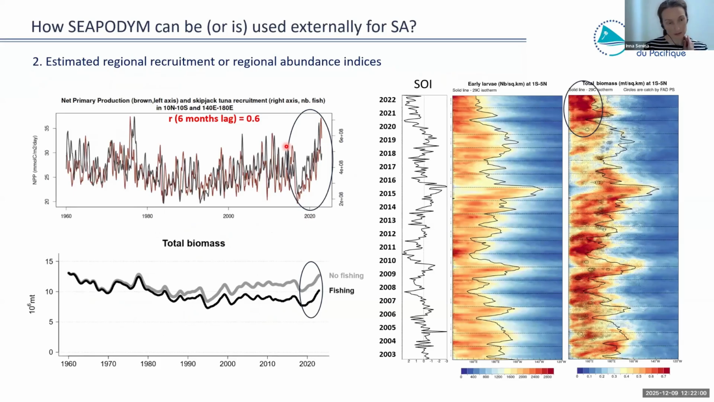Another case where CPDIM can be used externally for stock assessment is to learn from CPDIM on the environmental variability of recruitment. So, for example, provide recruitment indices or regional abundance indices from CPDIM to the stock assessment model. As an example here, in CPDIM, we observed that skipjack recruitment is highly driven by the primary productivity. That is confirmed by the increase of observed catches in this period as well.